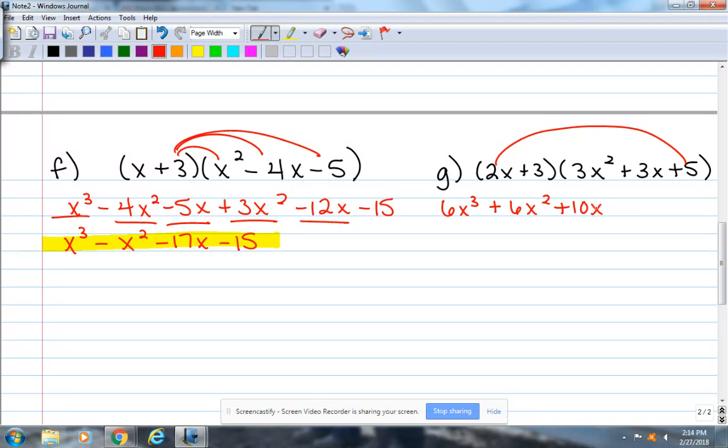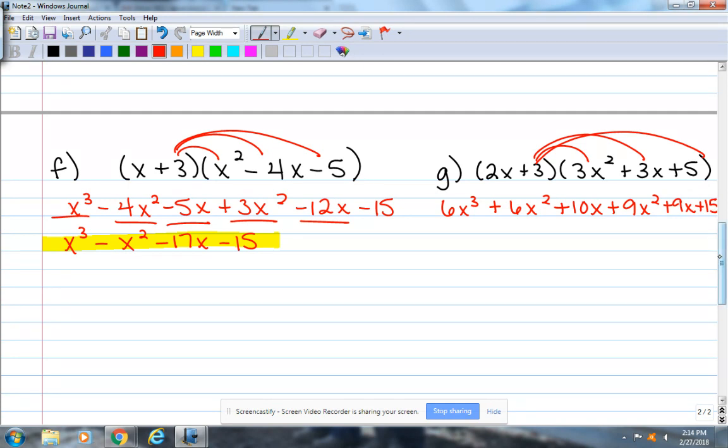Then what do I do? 3 times 3x cubed. Squared. 3 times 3x squared is what? 9x cubed. Squared. Yeah. And then 3 times 3x is? 9x. I'm running out of room. And then 3 times 5 is? 15.